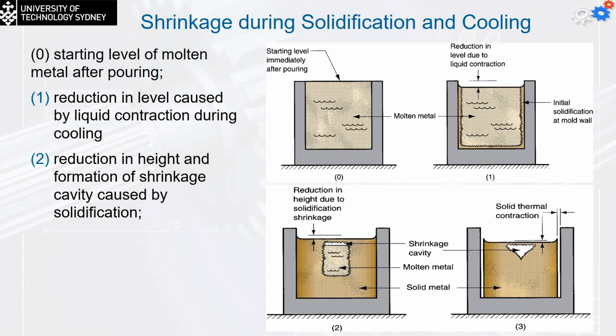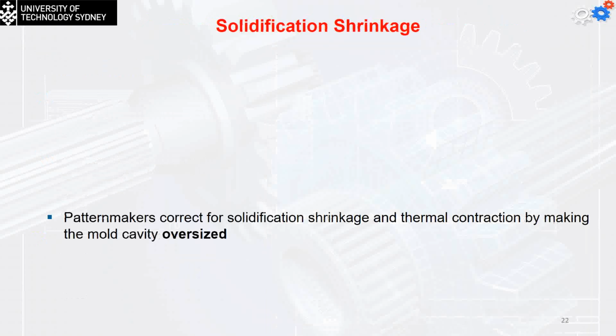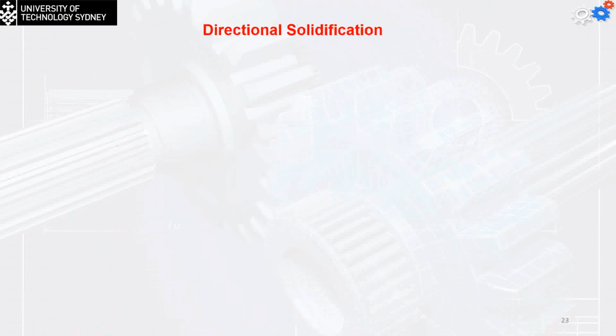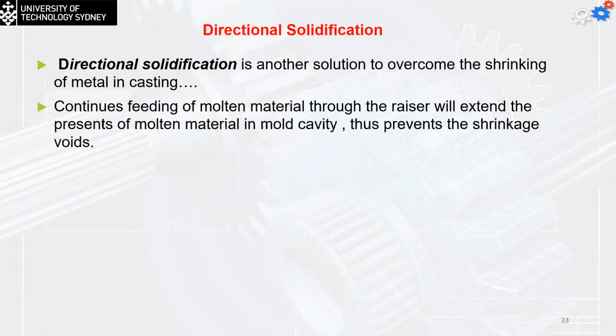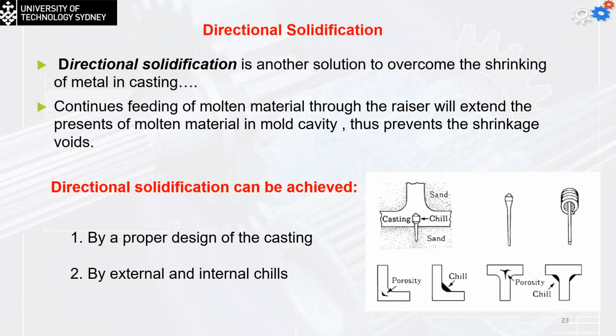So if I put, for example, a pin which has a melting temperature higher than the melting temperature of the metal I'm casting, this pin is going to work as an escape for the heat. It's going to absorb the heat from the middle and take it to the outside. And that's what we call the directional solidification process. So it's either continuous feeding of the molten metal through the riser, which will extend the presence of the molten material in the mold cavity and prevent the shrinkage voids, or I can do it by using these pins, which are called chillers. I can put an internal chill, which is going to provide the escape for the heat from the middle to prevent the porosity we're going to have on the sides.